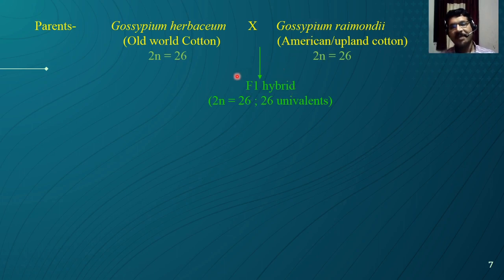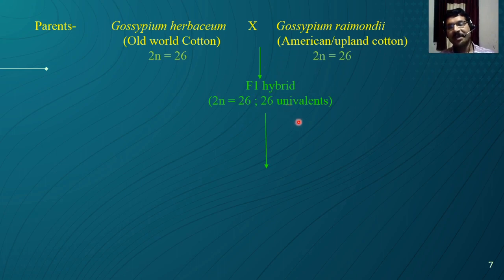Why is it known as a hybrid? Because it has received 13 chromosomes from one parent and 13 chromosomes from another parent, meaning one chromosome set from the first parent and another chromosome set from the other parent. So this is known as the F1 hybrid, which contains 26 univalents. Now we will give colchicine treatment to the F1 hybrids, which are sterile. As no pairing of chromosomes takes place, they are highly sterile.